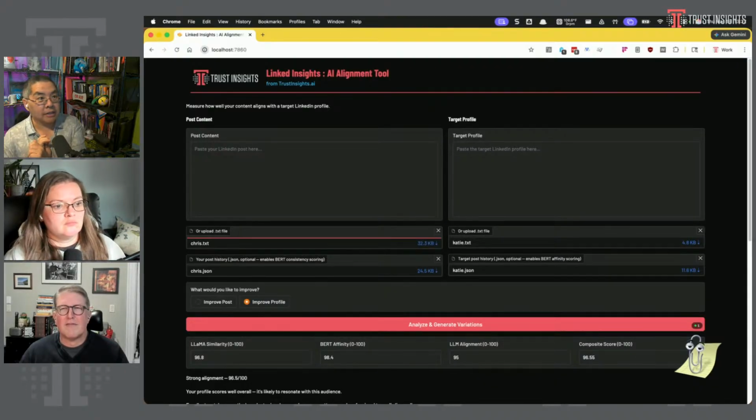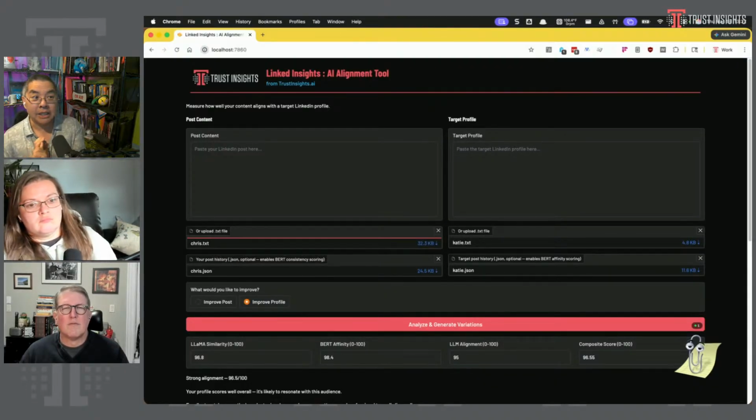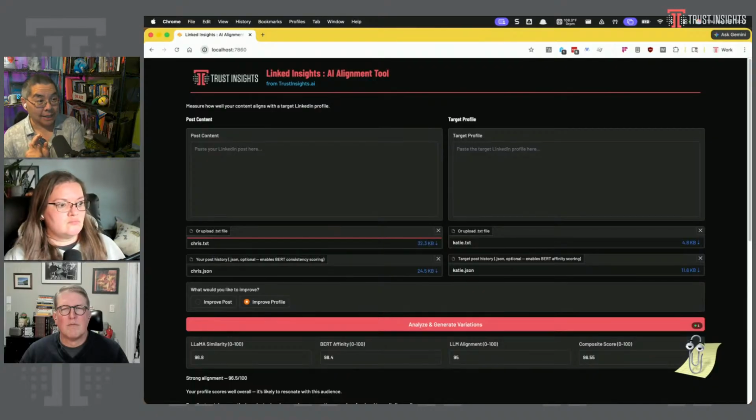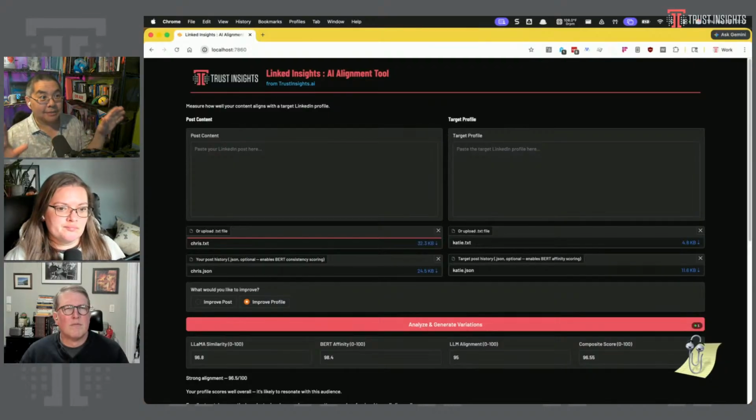Because we don't have access to the Feed SR model, that is LinkedIn's custom baby under the hood. No one has access to anything close to it. We're using a generic model as a stand-in. So this is not exact. To be very clear, this is an approximation.